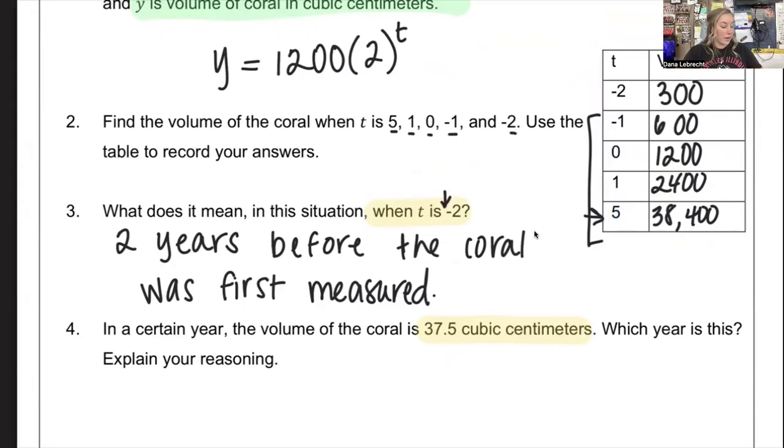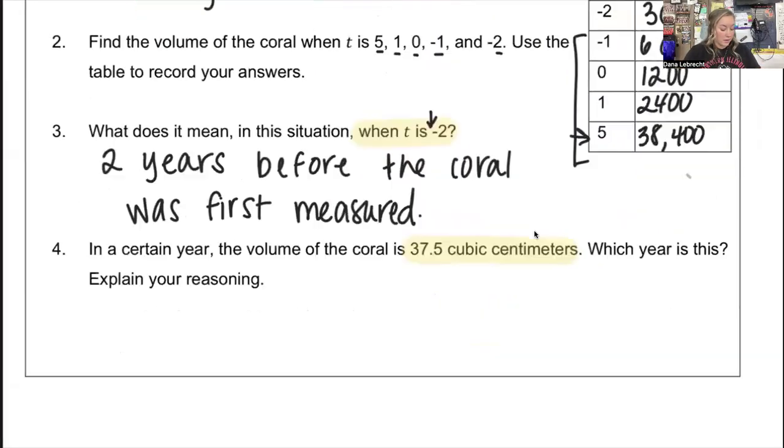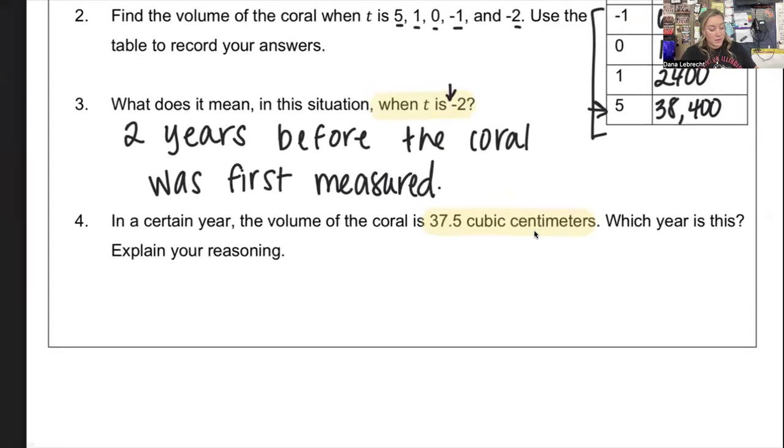So I want you guys to try to plug in t equals -3, t equals -4, and t equals -5. Try those and see which of those inputs gives you the output of 37.5.